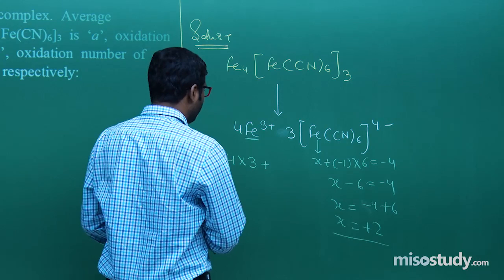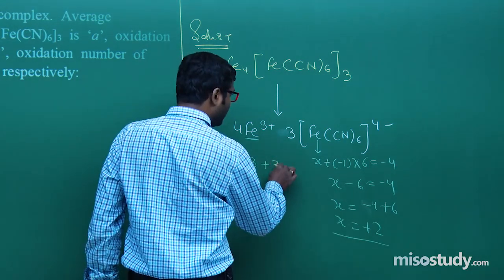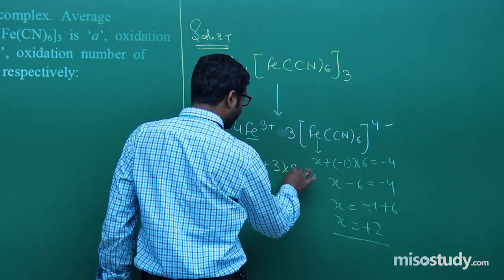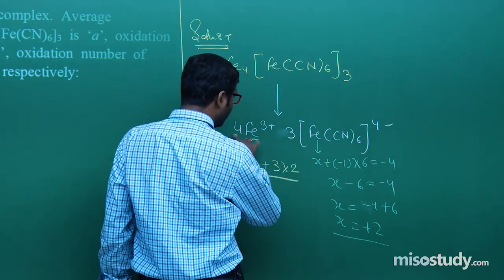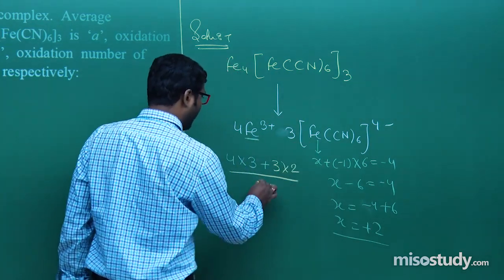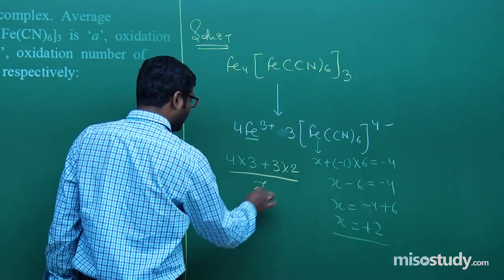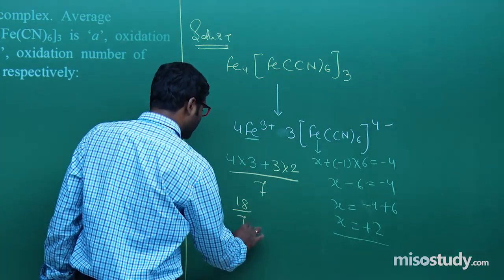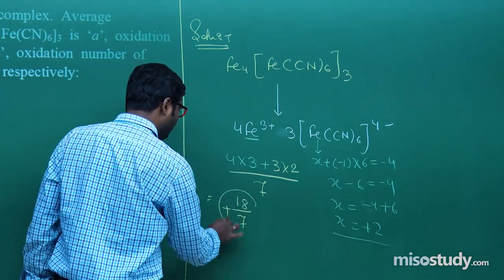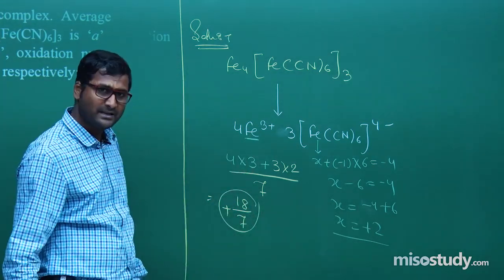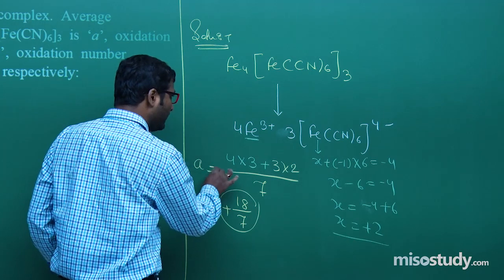Clear? So 3 into 2, 3 times iron. Total number of irons is 4 plus 3, 7. Put here 7. Now multiply 4 into 3, 12, and 3 into 2, 6. The average oxidation state is (12 plus 6), that is 18 by 7. This is the value of A.